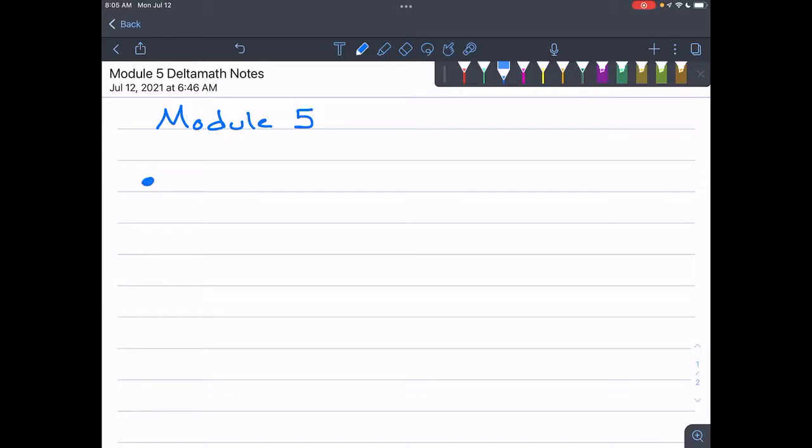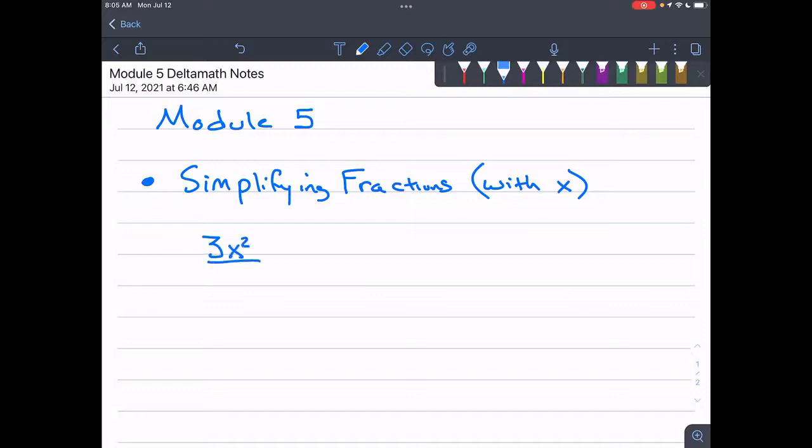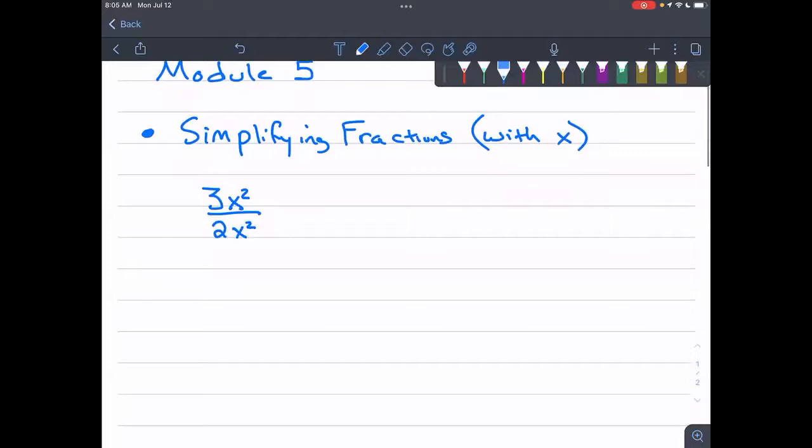Okay, module 5. First section is simplifying fractions with x. 3x squared over 2x squared. So a few different ways you could look at the x stuff.